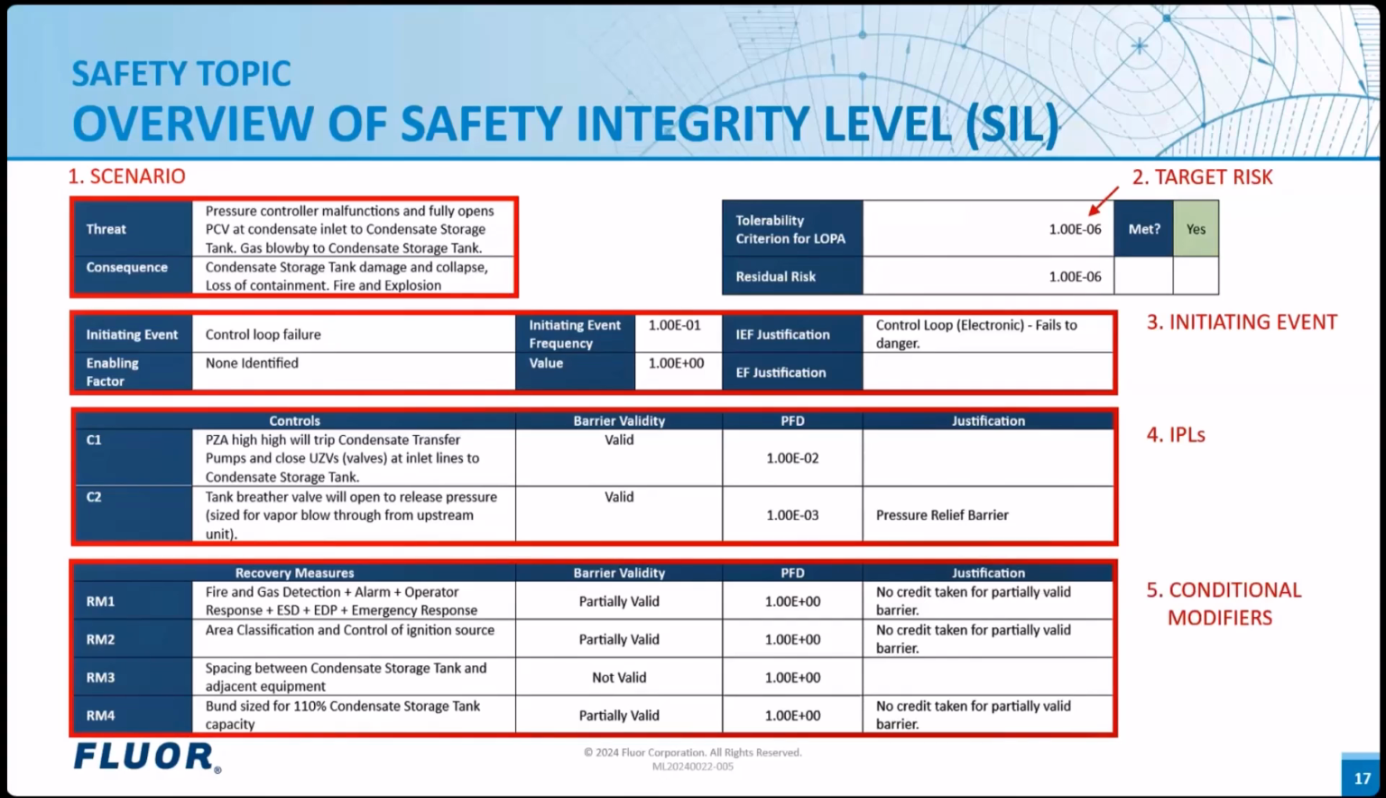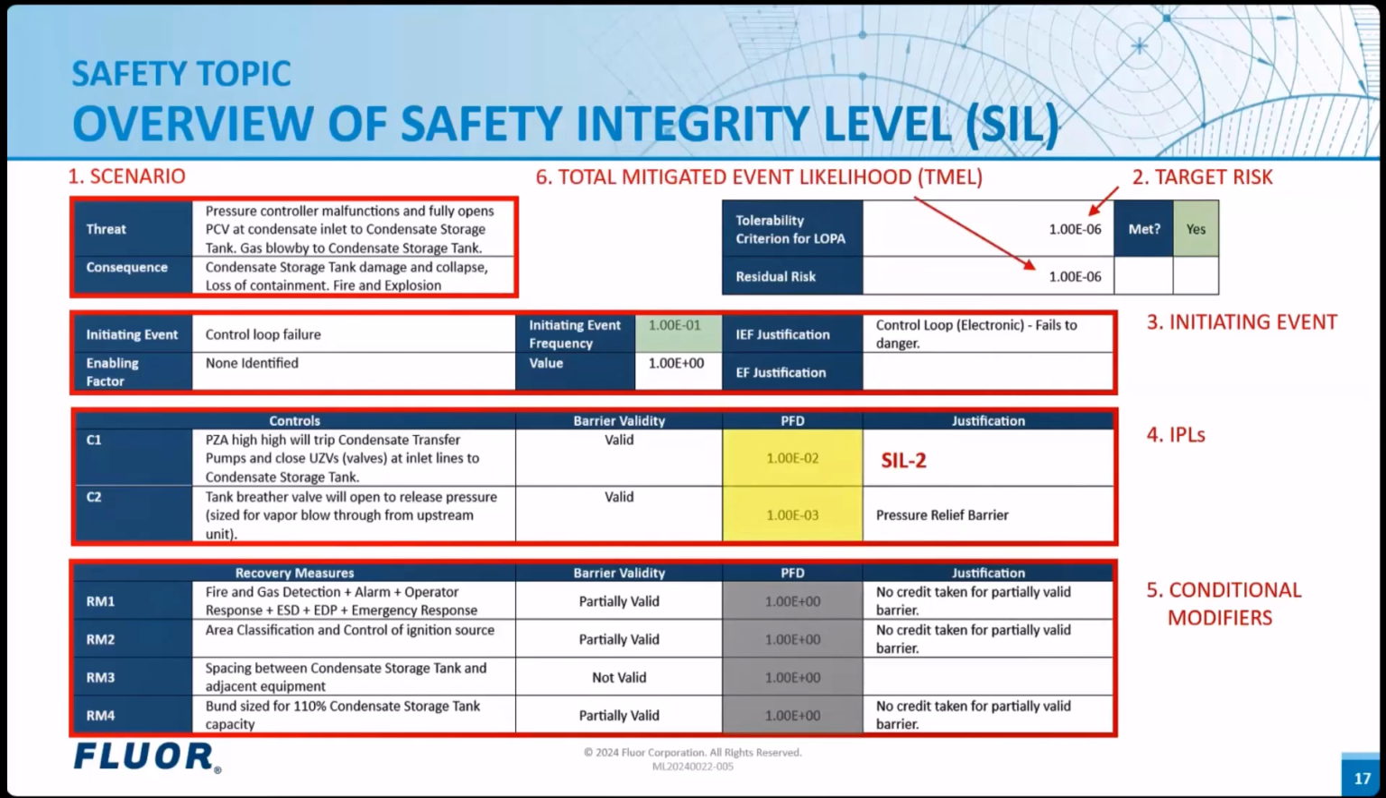The next step is defining conditional modifiers. These are factors which have an impact on the risk, but which are not engineered devices. Examples of conditional modifiers are potential presence of personnel in a restricted area when a hazardous event occurs, or the presence of fire and gas detection systems. For this specific example, no credit was taken for the conditional modifiers.